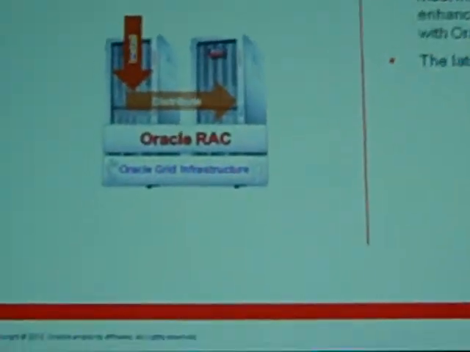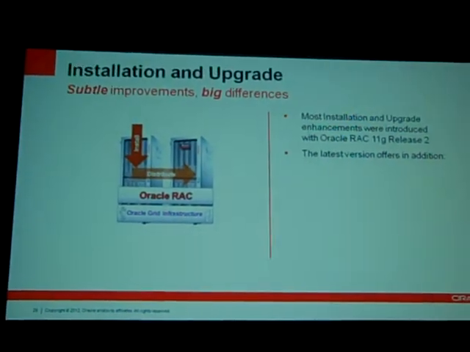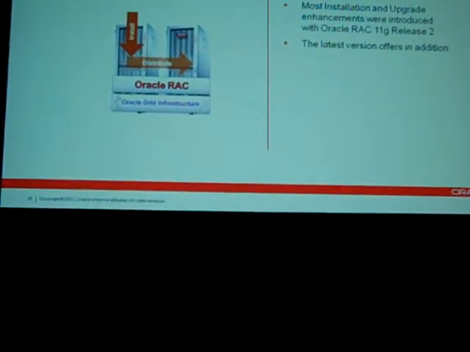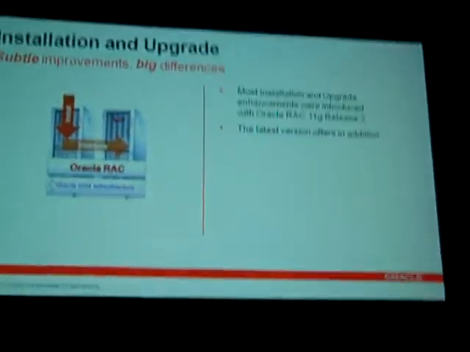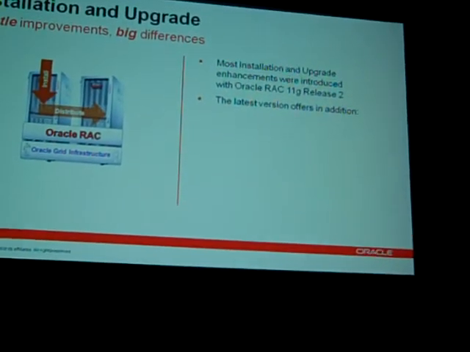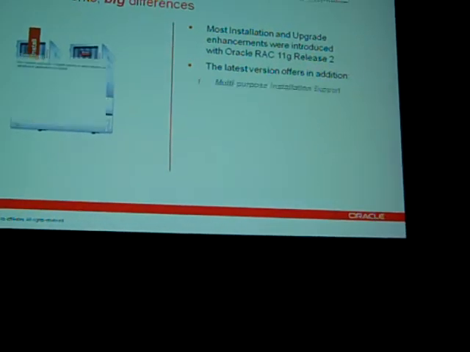Last but not least, and talking about data center integration, we have improved installation and upgrade. I talked about it a bit, but I want to now focus on the fundamental things that we do with the installer. So we always had the idea to say we install once, deploy many times. So we have done things to add node, and most of the installation and upgrade enhancements were actually introduced with Oracle RAC 11 Release 2. The latest version offers multi-purpose installation.